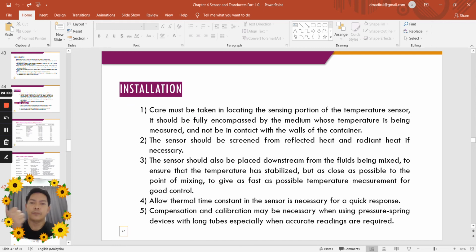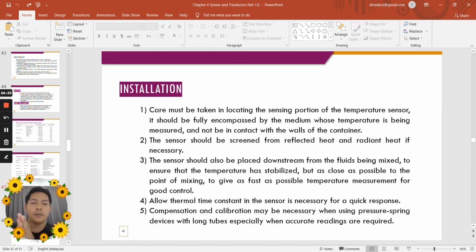Once you have already chosen your sensor, you must conduct an installation. So in terms of installation, care must be taken in locating the sensing portion of the temperature sensor. It should be fully encompassed by the medium whose temperature is being measured and not in contact with the wall of the container. So the sensor must be in contact with the medium that you want to measure, not on the wall of the container that contains the medium.